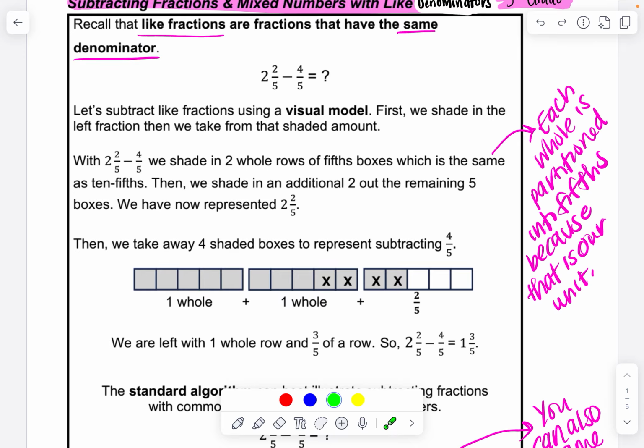So even though the entire whole is shaded in, we need to partition it into 5 different parts, okay? So we have 2 wholes and 2 fifths, and then the question asks us to take away 4 fifths. So we would go ahead and cross out 1 of the fifths, 2 of the fifths, 3 fifths, and 4 fifths. Once we do that, we are left with an entire whole that is still shaded. And instead of the one that was originally shaded, now we have only 3 out of 5 of them shaded, leaving us with an answer of 1 and 3 fifths.